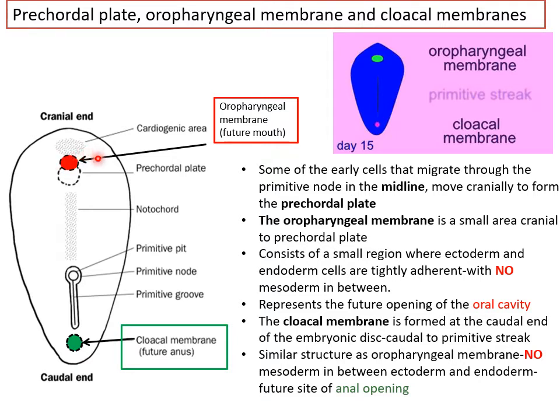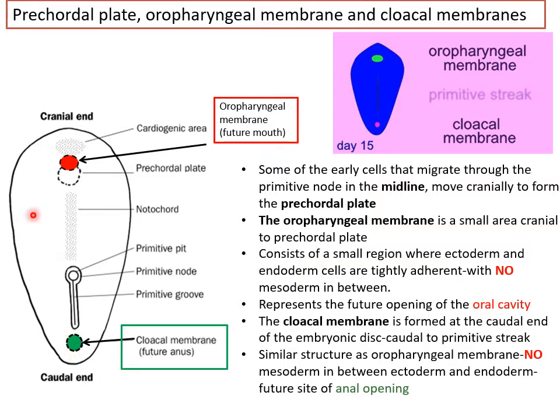Now this oropharyngeal membrane represents the future external opening of the oral cavity. That means this membrane will break down in future, and our oral cavity then will be connected to the outside. Similarly, caudal to the primitive streak, an area forms that is known as the cloacal membrane, where again there is no mesoderm migrating in between the ectoderm and the endoderm, which are in direct contact. So that's the area of the future anal membrane or cloacal membrane, which will break down. Hence, our future GI tract will be continuous with the outside environment at this area.